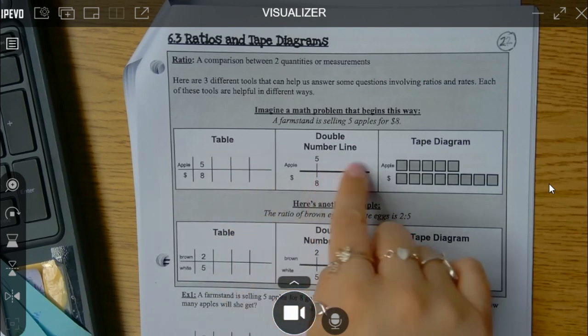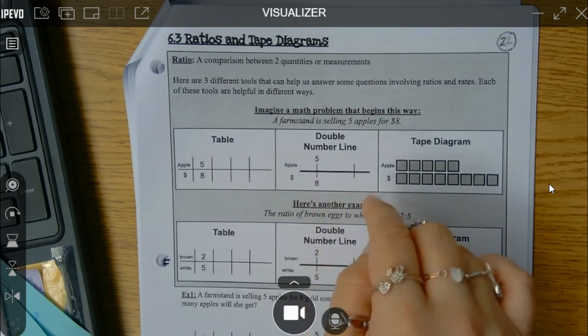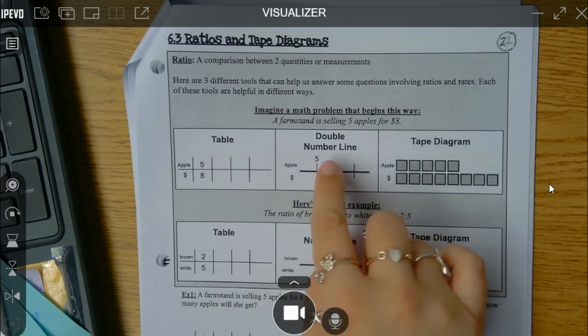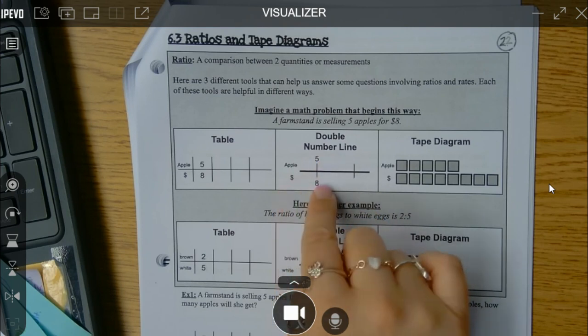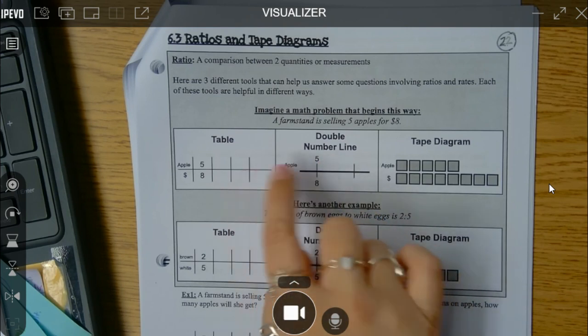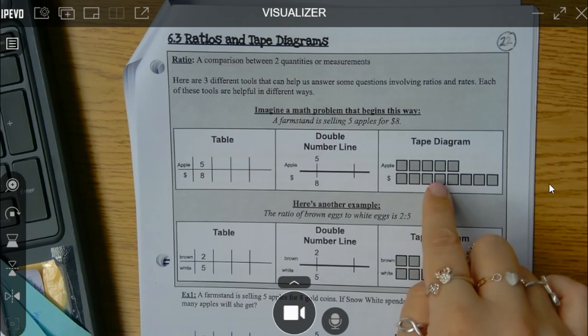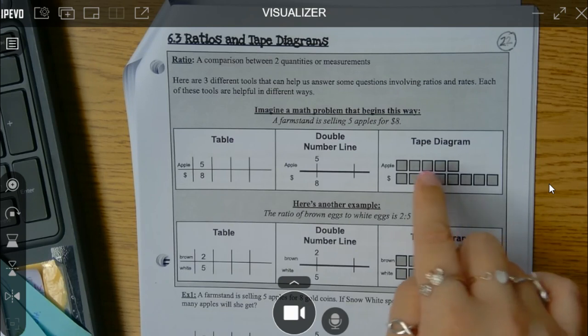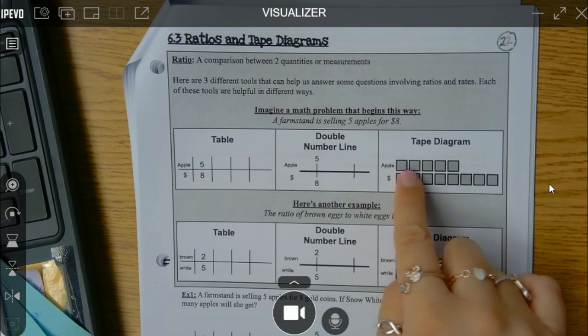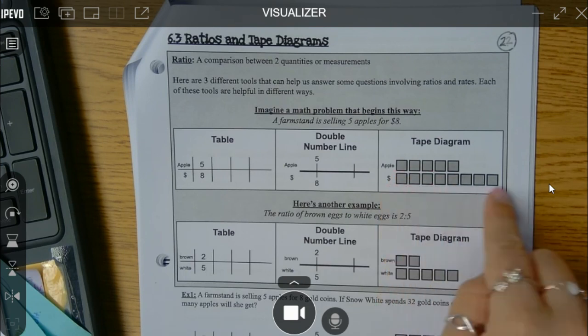Or we could do it here and you would put it as a double number line. So again, apples is on top, money's on the bottom. This is kind of similar to this. Or there's a tape diagram, which is more like a visual representation of what's happening. So here you can actually see that there's 5 apples for every $8.